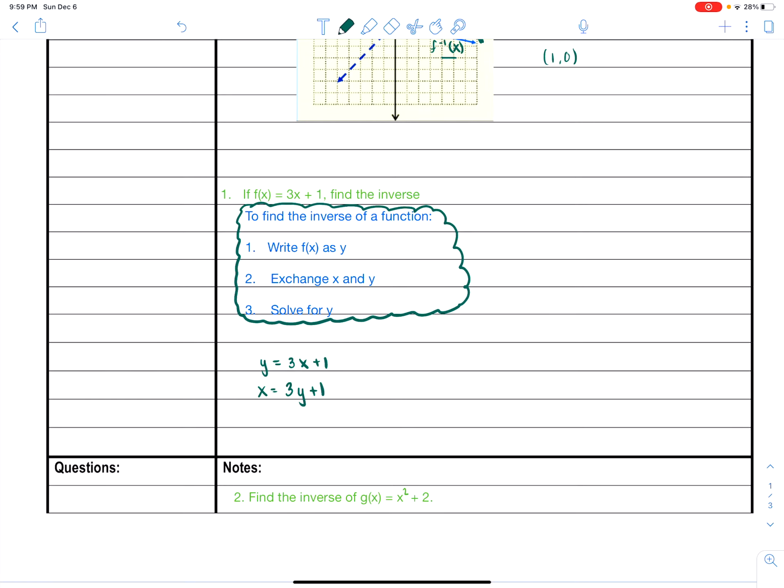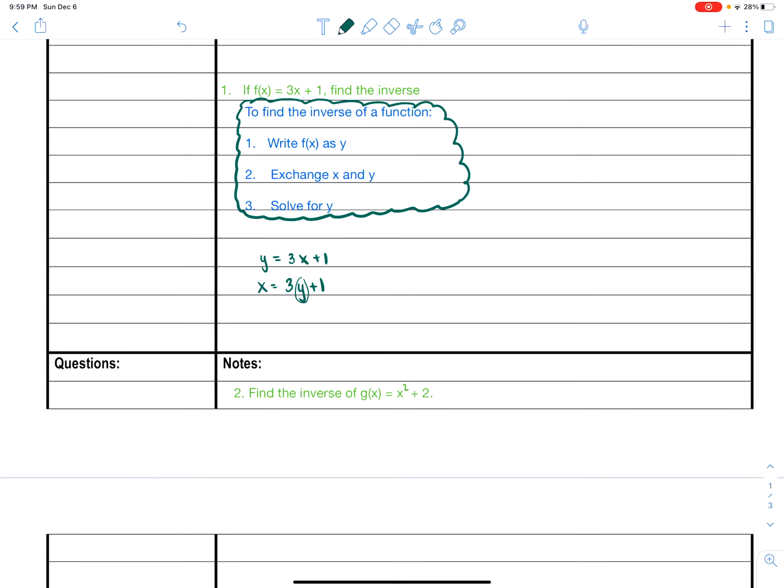Then last, I'm going to solve for y. So if I can get y by itself, if I solve for y, then I will know the inverse function, or the inverse relationship. In order to get y, I have to subtract 1: x minus 1 equals 3y. To get rid of the 3, I divide. So divide everything. So I have y equals (x minus 1) over 3.